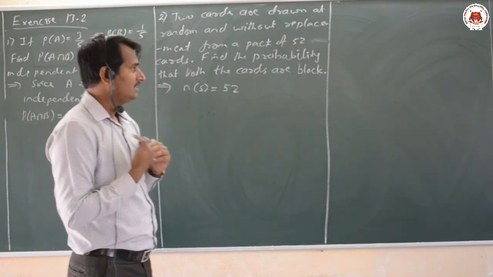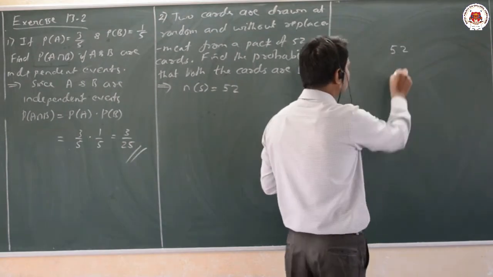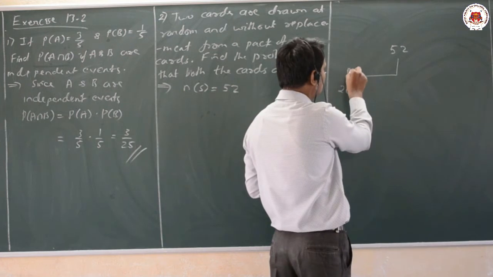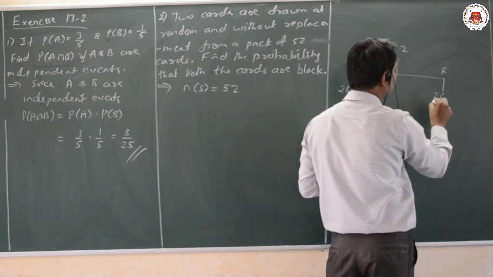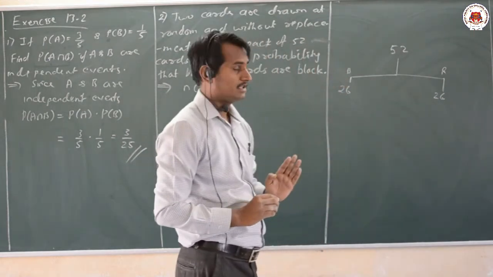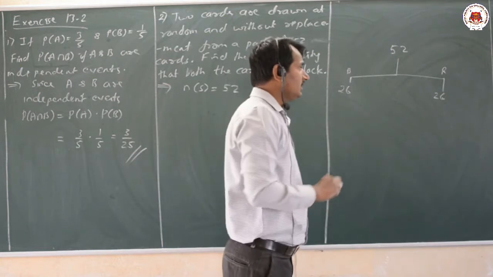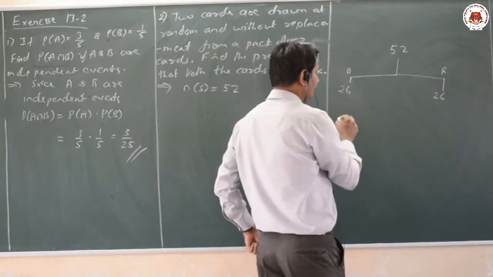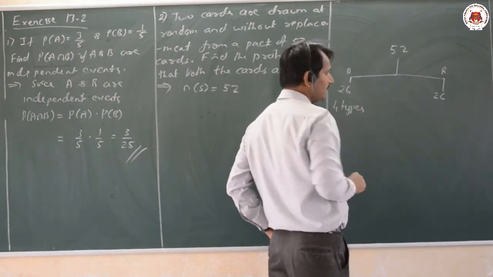Dear students, in this set of 52 playing cards, there are 26 black cards and 26 red cards. This is the first thing: two colors, black and red. Then there are 4 types. What are those 4 types? Let us observe the 4 types.